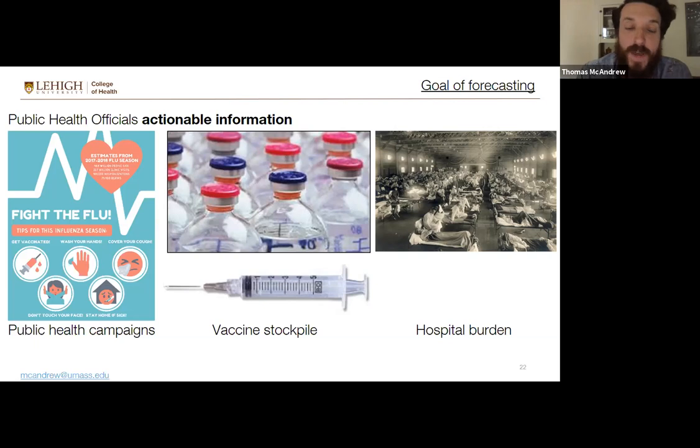Second way is to make sure vaccine stockpiles are big enough to meet demand. A third way, in the far right here, this is actually a picture from the 1918 pandemic, is to make sure that hospital burden is not too great and that again, we can forecast the demand and make sure that there's enough staff there. Next slide.